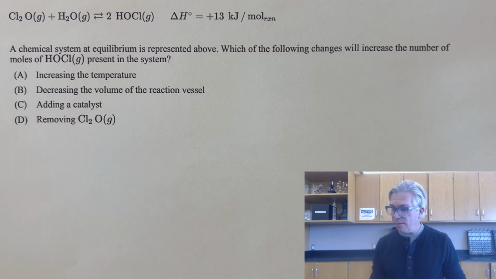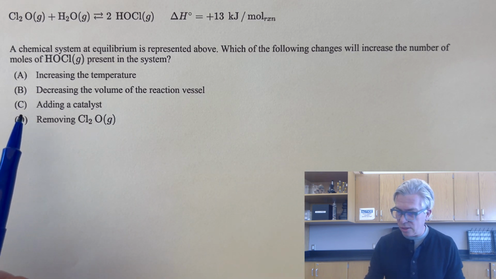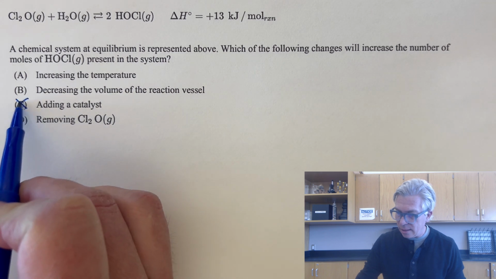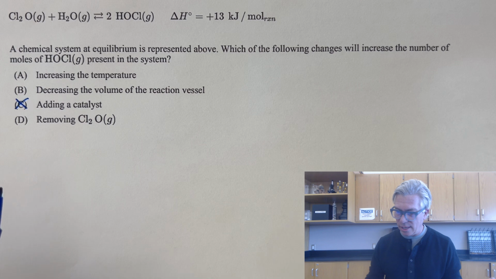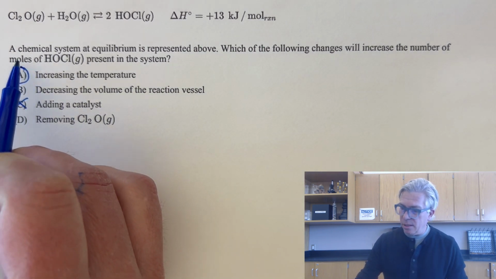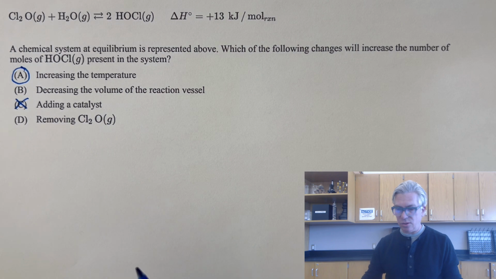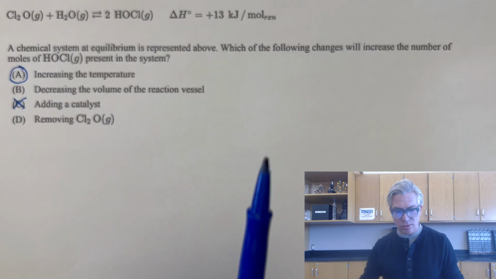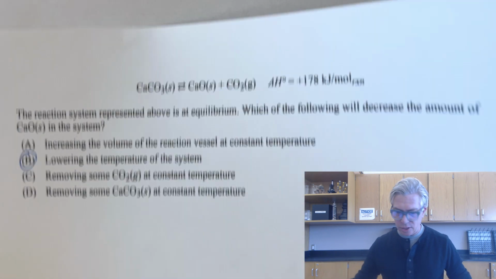All right, and if you avoided choosing letter C, congratulations, you have been paying attention. Do not choose adding a catalyst. Nope, won't do anything. There it is again. They're trying to trick us all the time. The way to do this is increase the temperature, because heat is now a reactant and heat is consumed. So by increasing the temperature, it will go to the right. All right. You'll see a lot of similarities between a lot of these questions.